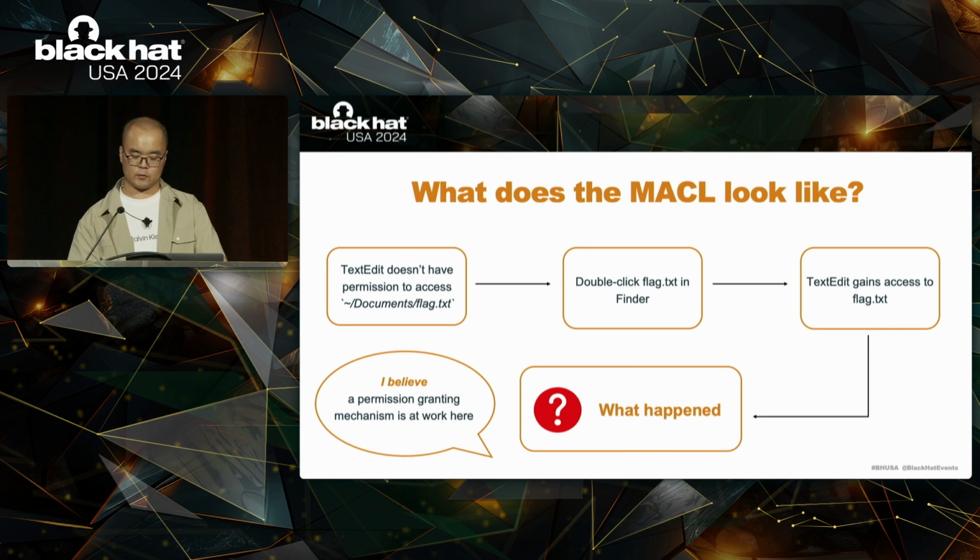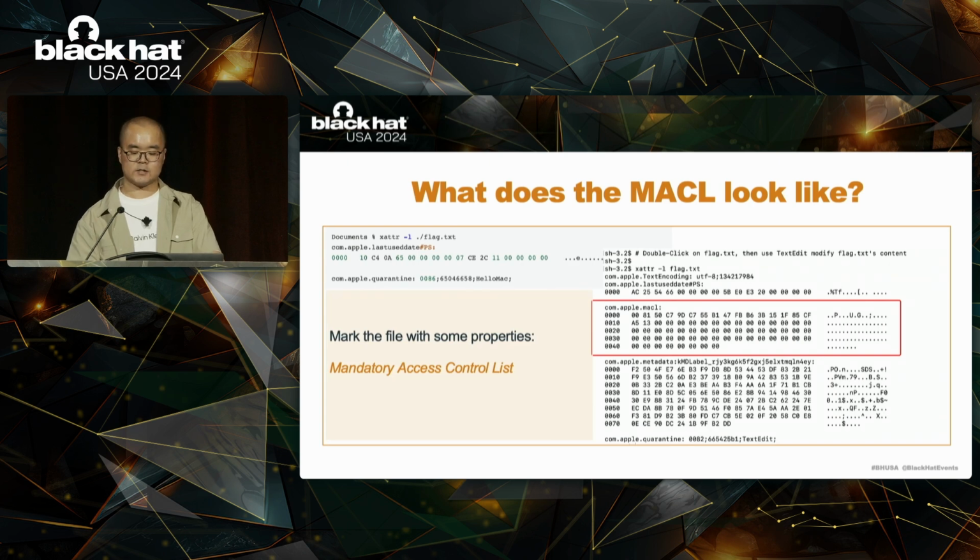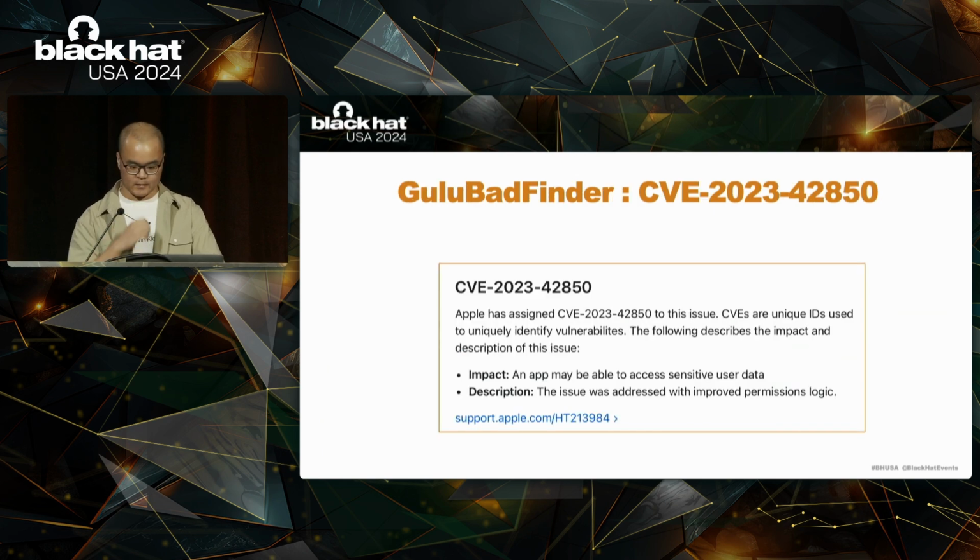Imagine that we are developers; there are 2 different ways to limit file access. 1, use a database to record who can access a file. 2, mark the file with some properties. The second one is most suitable for precise control over file access permissions, and upon analysis, macOS uses the second one. The operating system will tag the file with the macAL attribute, which contains all authorized processes that can access a file. Here is the first vulnerability, and the vulnerability had existed for years.